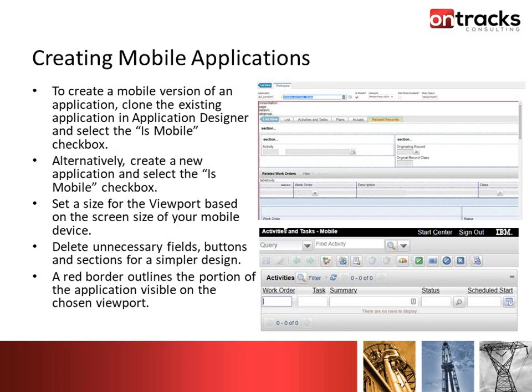And then you'll notice that a red border outlines the portion of the application that's visible on the chosen viewport. So what it's doing is it's basically mimicking the screen real estate of the mobile device with the resolution that you chose as the viewport. Parts of the screen that are not within the red frame will only be accessible by horizontal or vertical scrolling on the mobile device. And again, we'll take a look at all of this in our demo today.